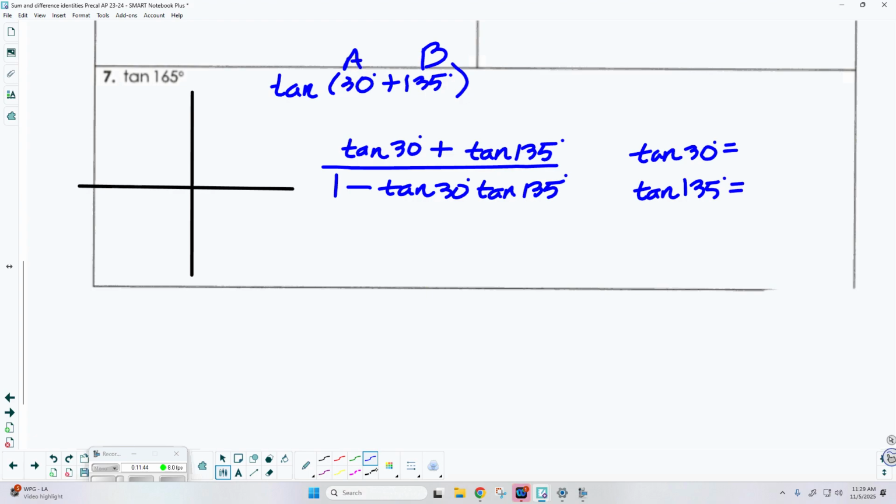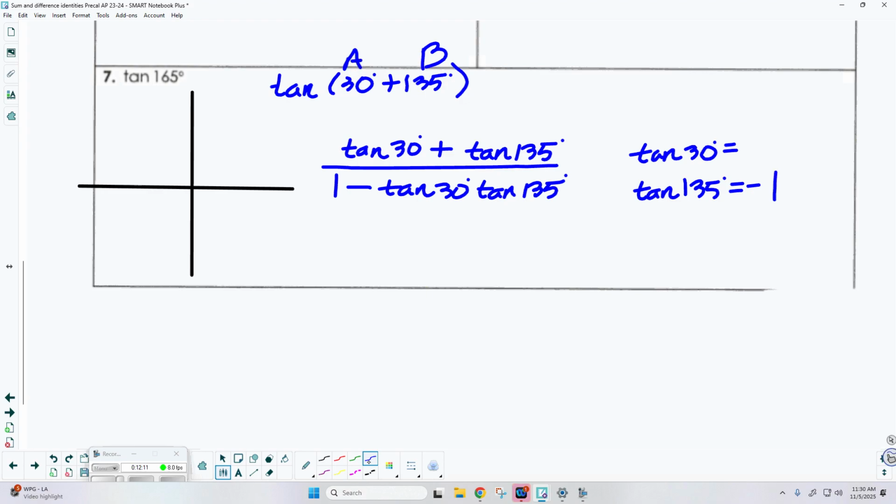Now, for one of these, if it's 45 or a multiple of 45, remember that's where the 2 legs are always the same. They're going to be the root 2 over 2. You only have to be careful about what quadrant you're in. 135 degrees is in what quadrant? It's in second quadrant. Y is positive, X is negative. So tangent of 135 should be -1.